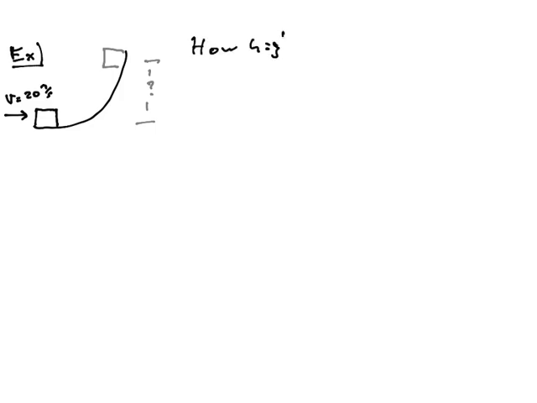Let's try this example. Kind of similar. This time I'm going to say there's a hill that looks like this that goes off forever, high and high and high. There's a block at the bottom, and you push this block, giving it an initial velocity of 20 meters per second. The question is, how high will the block reach?